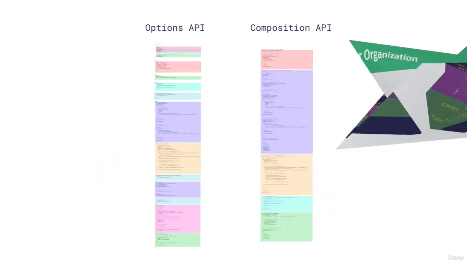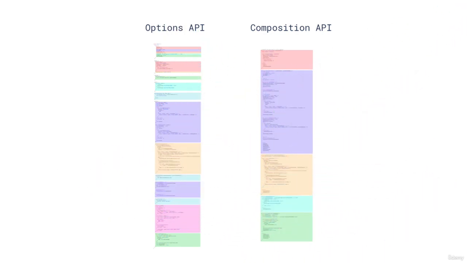Here's a more extreme example. This example was taken from the Composition API documentation. To the left, we have the component written with the Options API. It's highly disorganized. To the right, we have the Composition API. It's much cleaner and organized. This freedom is one reason why you would want to use the Composition API over the Options API.